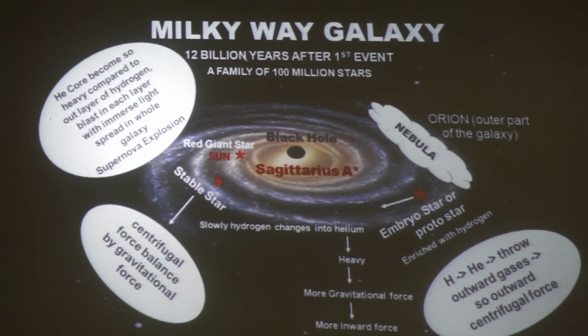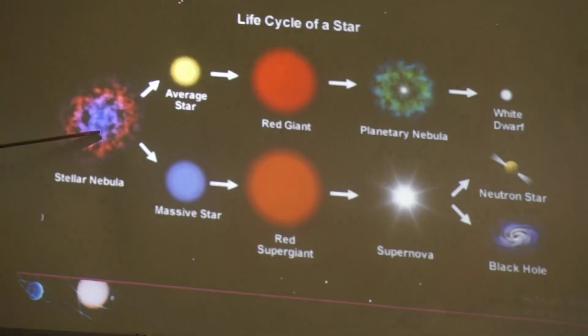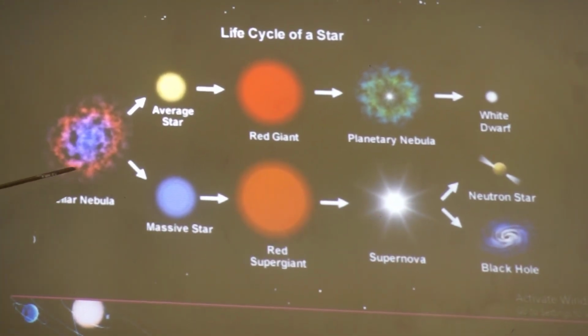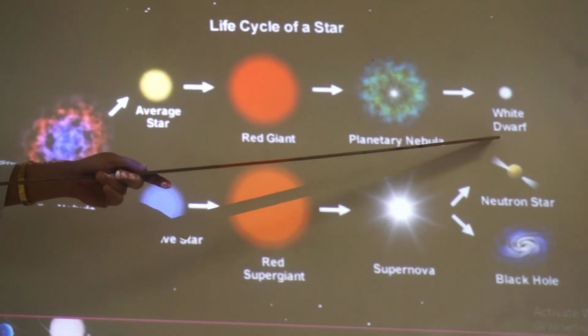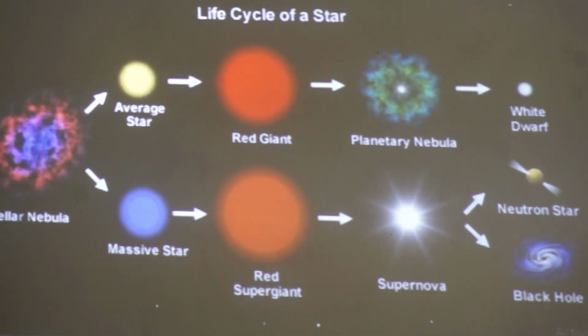a white dwarf. So now I started with the nebula. So what are the conditions? How does a nebula sometimes become a white dwarf, sometimes a neutron star, and sometimes a black hole?